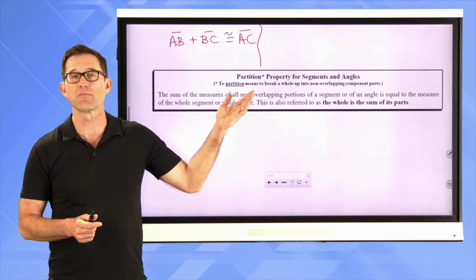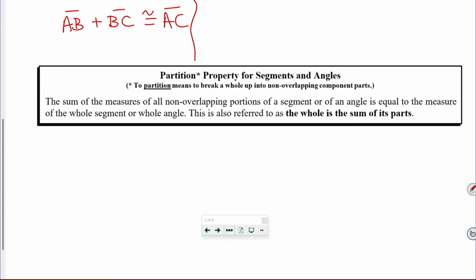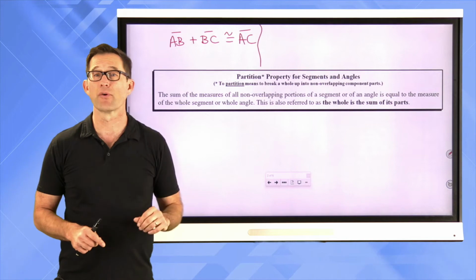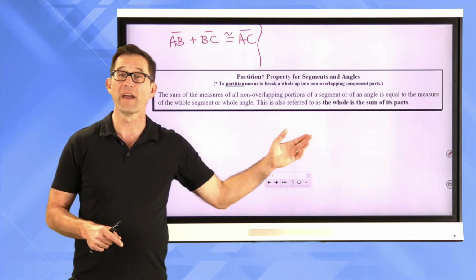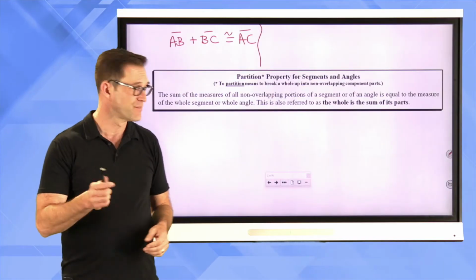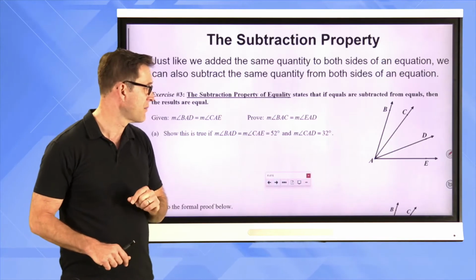So what does the partition property for segments and angles say? It says the sum of the measures of all non-overlapping portions of a segment or of an angle is equal to the measure of the whole segment or whole angle. This is also referred to as the whole is the sum of its parts. All right. Most of the time we'll just cite it as the partition property because that's simply less to write than saying the whole is the sum of its parts. Okay, let's keep going and talking about these properties.